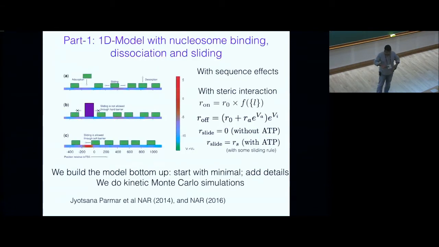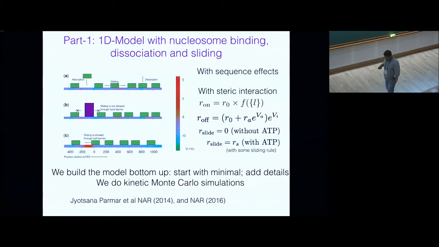In the first part, we think of the one-dimensional picture where we study the nucleosome positioning along the DNA, which is a 1D track. We started with a simple model where nucleosomes can bind, slide, and dissociate along a track. We started with simple minimal models and added details, like affinity with respect to sequence, and barriers which would prevent sliding of nucleosomes from one location to another at certain locations, and so on and so forth.